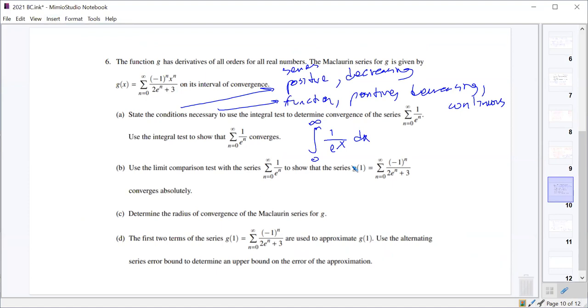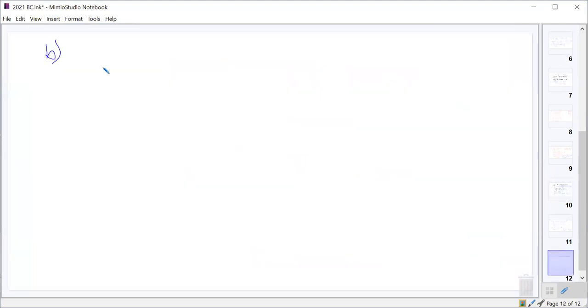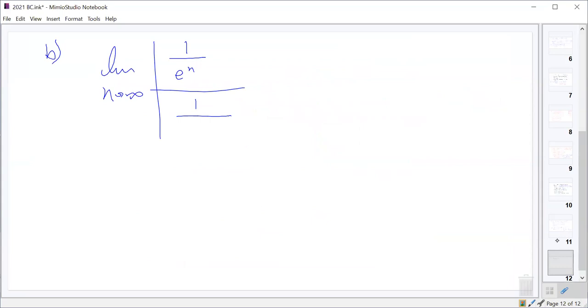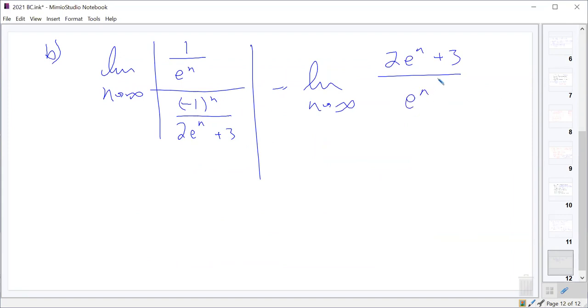Take the limit as n approaches infinity of one function over the other, right? So it doesn't matter which one we really use. So let's do the limit as n approaches infinity of, it doesn't really matter, 1 over e to the n over, what was the other one? 1 over, right, but we're going to do absolute value because we have to have a positive series. So I'll put 2e to the n plus 3. The plus 3 is not in the exponent, correct? All right, so now the absolute value is going to make this negative 1 to the n insignificant. So we really just end up with 2e to the n plus 3 over e to the n.